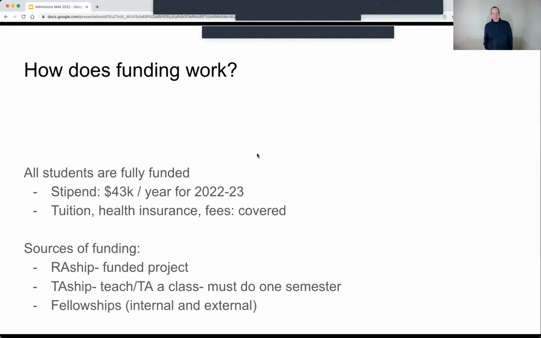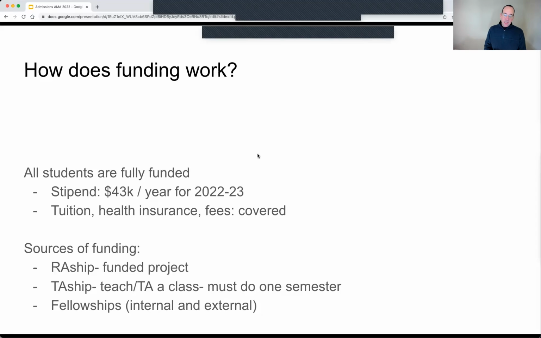Where does that money come from? So most students are funded on RAships, and an RAship is a research assistantship. That means that you are working on some funded project with an advisor, and the money from that project, maybe it's National Science Foundation or National Institutes of Health, or maybe it's from a company that gave money. That is what's funding the project. That's what's funding you. You have responsibilities for doing research on that project. It's overseen by an advisor. That's most of our students.